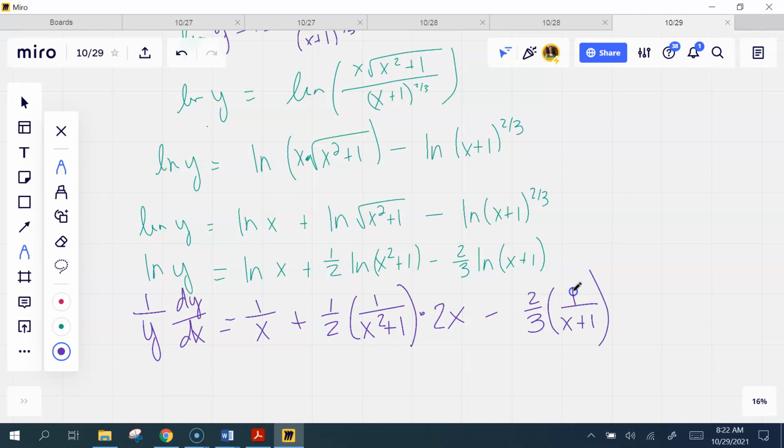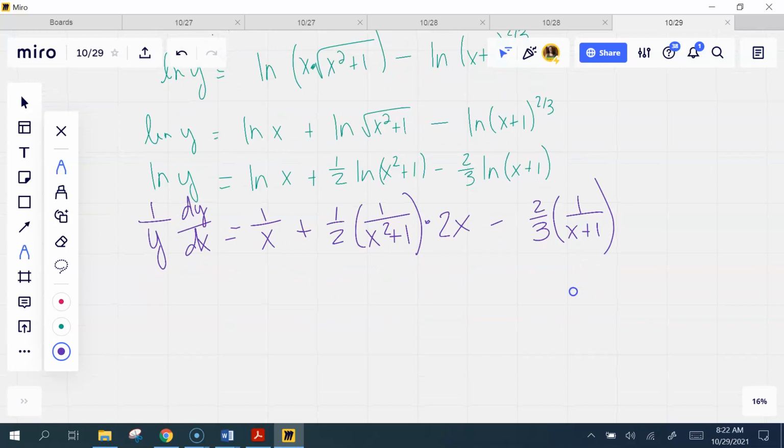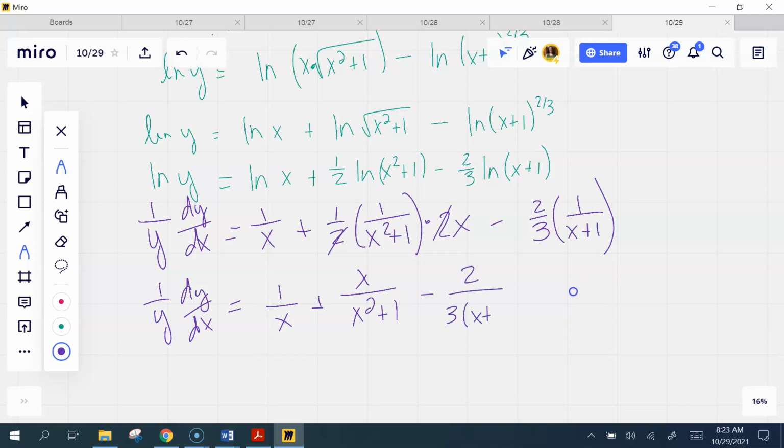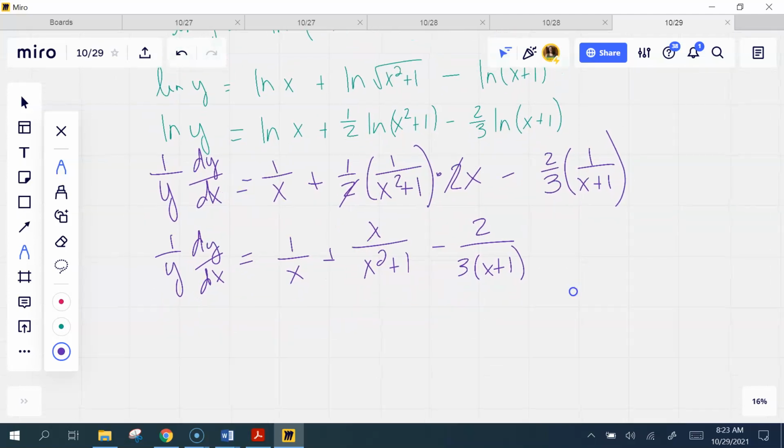So now I'm ready to clean it up a little bit and get dy/dx by itself. So I have 1 over y, dy/dx. I have 1 over x plus, these 2's go, so I have x over x squared plus 1 minus 2 over... now it's just going to be a matter of a lot of writing. We'll multiply both sides by y.